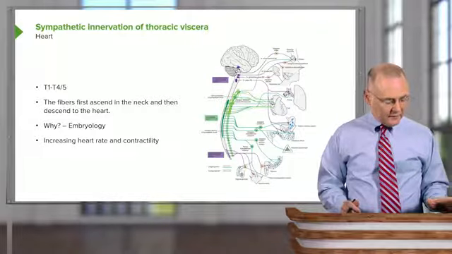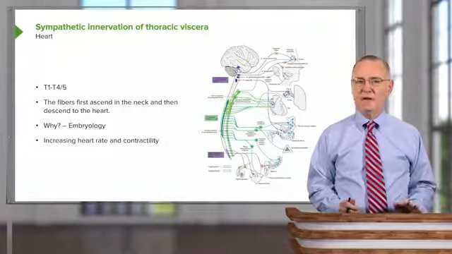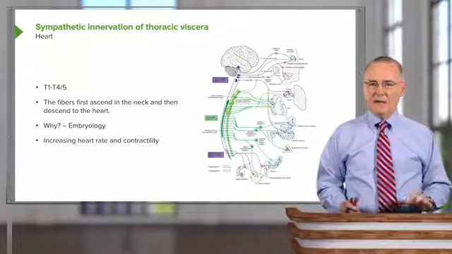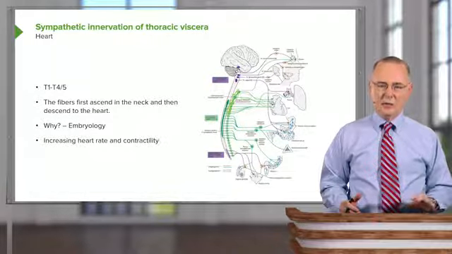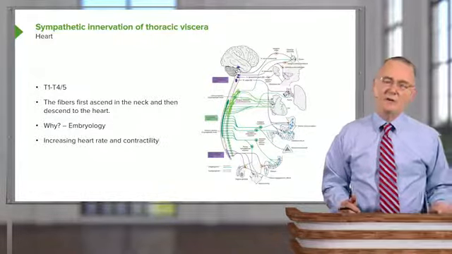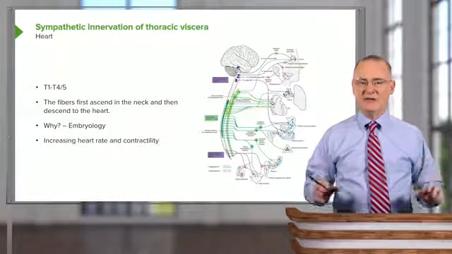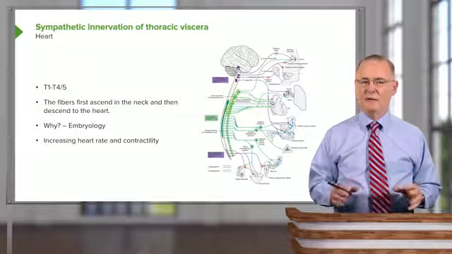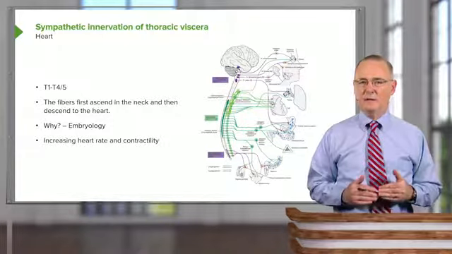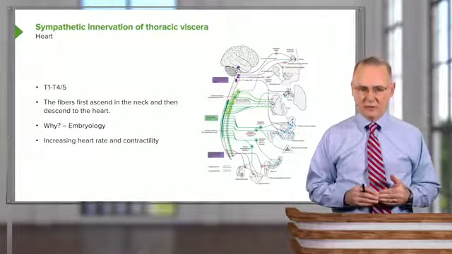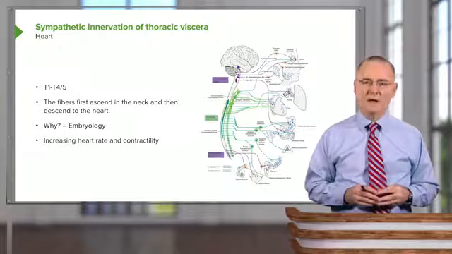The sympathetics are involved in increasing heart rate, and because they are also well distributed to the ventricles, they are the major player in increasing contractility when they're stimulated. When they're inhibited, they'll decrease the contractility, or force, of myocardial contraction.